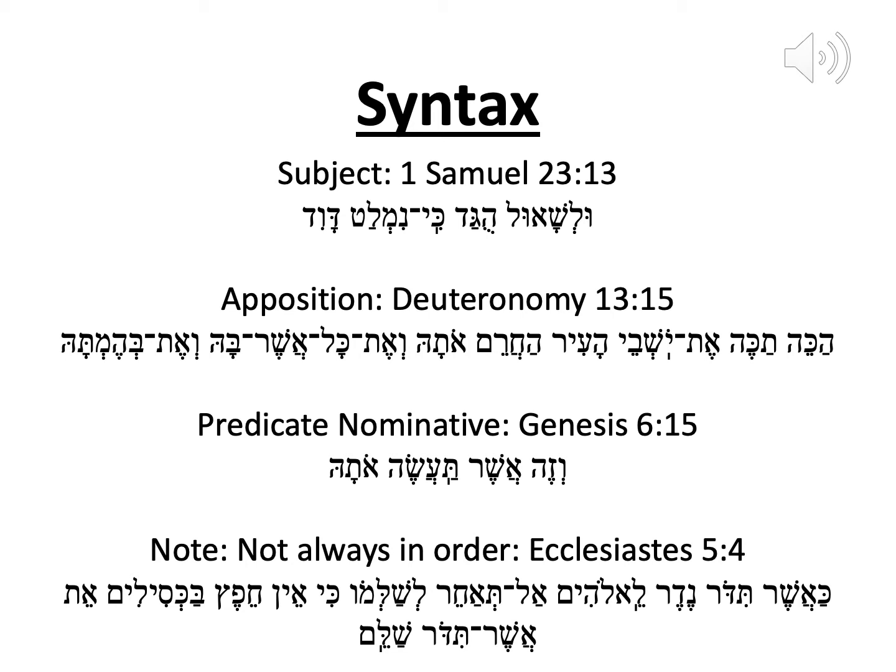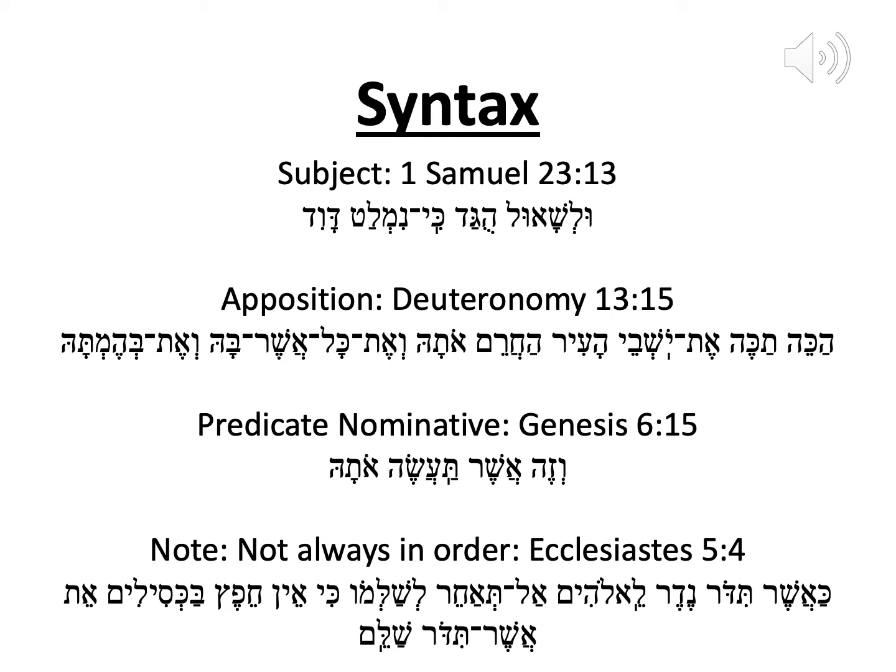Oftentimes, the clause is being used in apposition to explain another noun. So in Deuteronomy 13:15, we're told that you should surely strike the inhabitants of the city. The rest of the verse then unpacks the inhabitants. Again, asyndetic, there is no indication that the clause has started, but it is clear that it is describing the inhabitants.